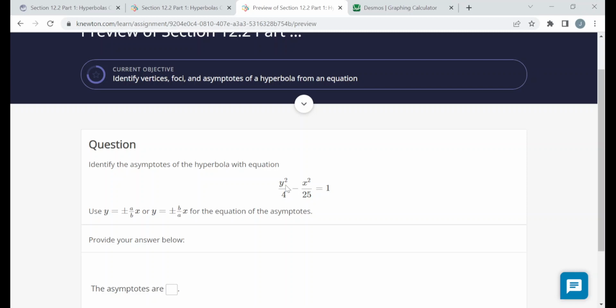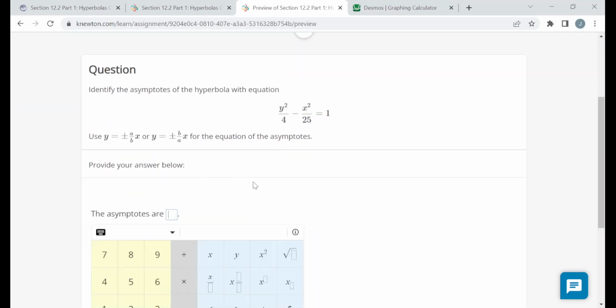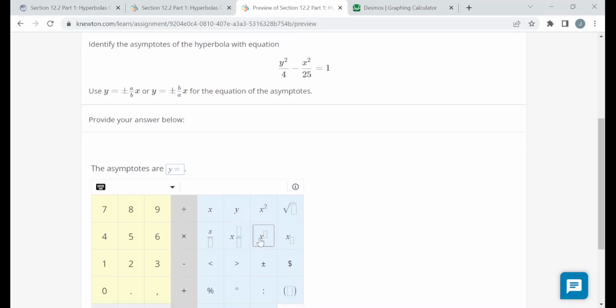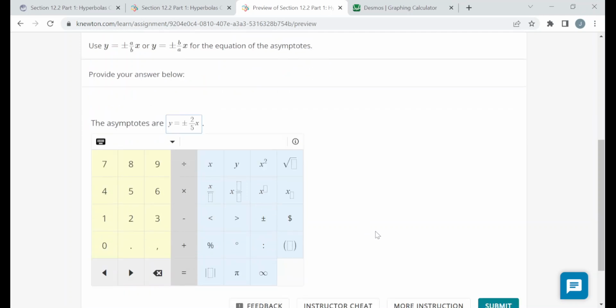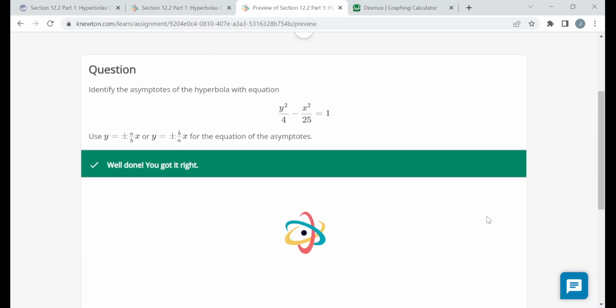Now again, a squared is 4, so a is 2. I'd go up or down 2 for the vertices, so the rise is 2 or negative 2 for the slopes of these lines. And then b squared is 25, so b is 5. I'd go right or left 5 to get to those co-vertices, right, to form the box. So up 2, right 5, down 2, right 5. The slopes of the asymptotes will be positive or negative 2/5. So the lines that'll be the asymptotes are y equals positive or negative 2/5 times x. Right?